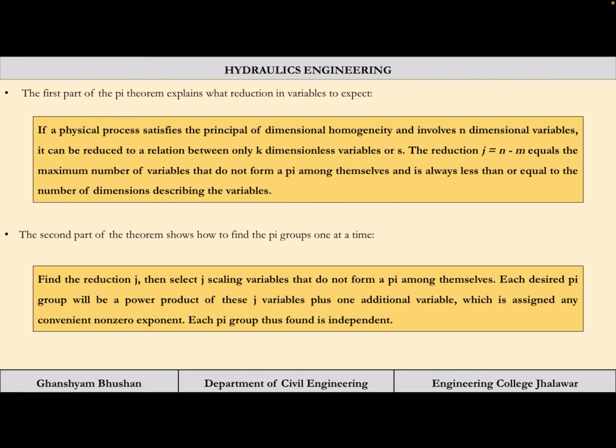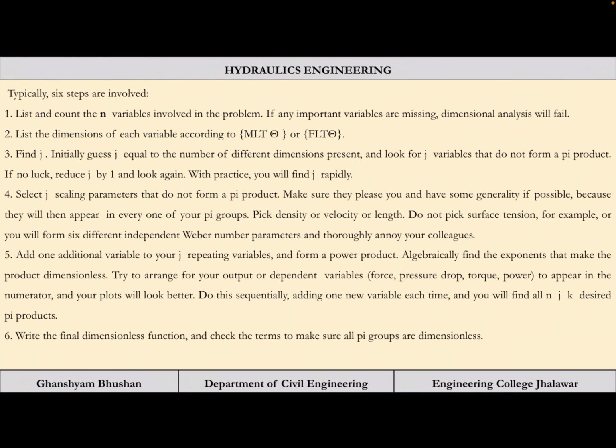So basically what we have to do, first we have to identify various parameters, then we have to check what are the parameters which cannot make a pi group among themselves, whatever condition we can apply. Then we have to form the pi groups depending upon the given question. So typically 6 steps are involved. Let us try to understand what these steps are telling and how we are going to apply these in our problems.